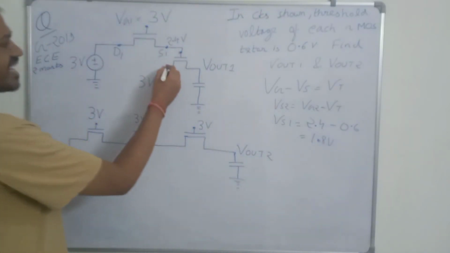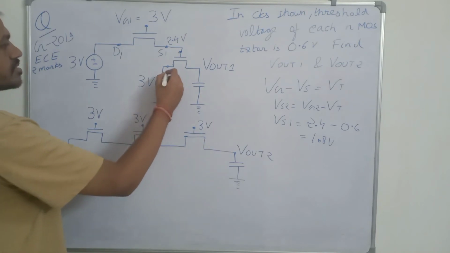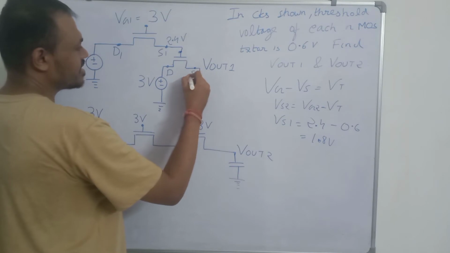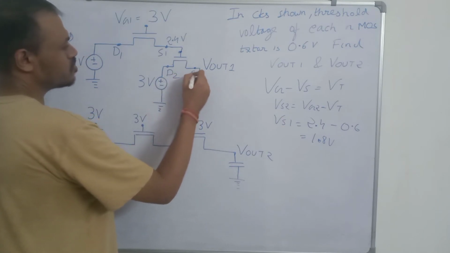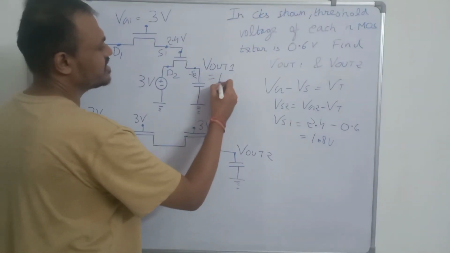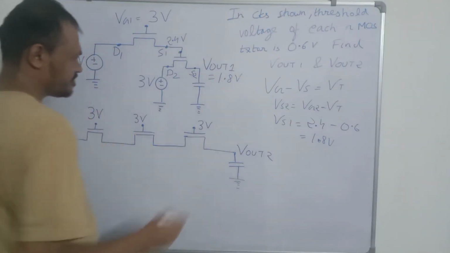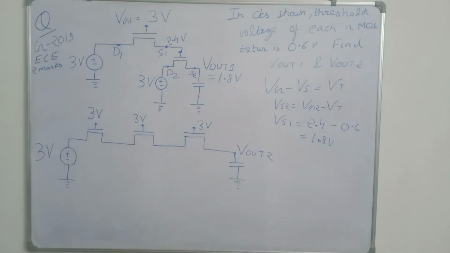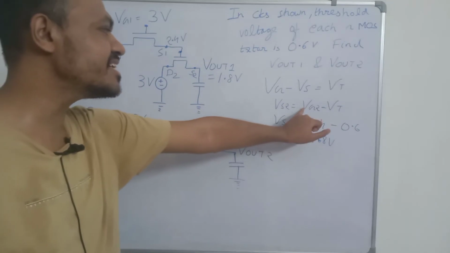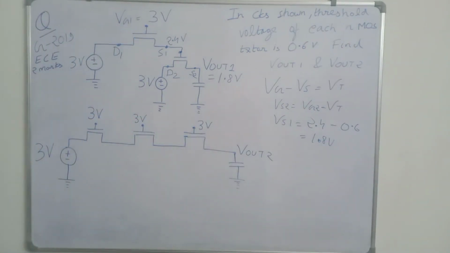So this is the drain terminal and this is the source terminal. So this is D2, this is S2. So this source is connected to Vout1. So obviously the value of Vout1 is 1.8 volt. So we have found out the value of Vout1. Just use the concept that for NMOS the voltage of drain is greater than voltage of source, and the voltage of source for a pass transistor is given by Vg minus Vt. These are all the pass transistors.